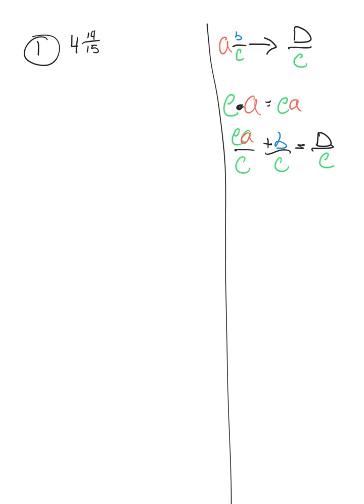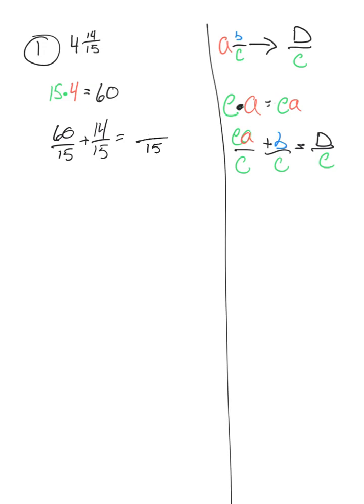So let's see it with numbers now. So C is 15, A is 4, B is 14. So what it says is we should go first C, 15 times A, which is 4, which equals 60. Second thing we should do is now we have 60 over 15 plus 14 over 15 will equal D over 15.